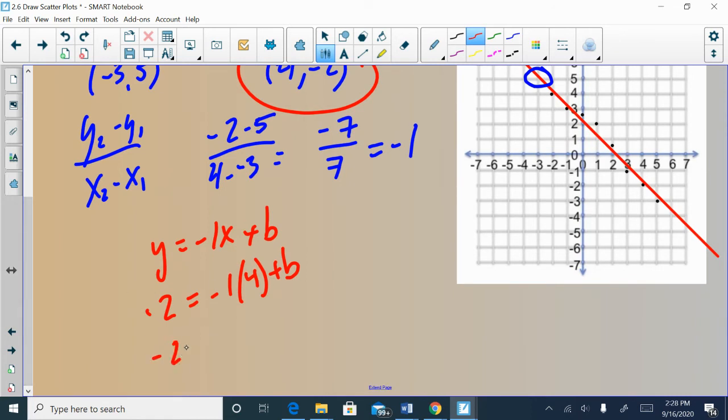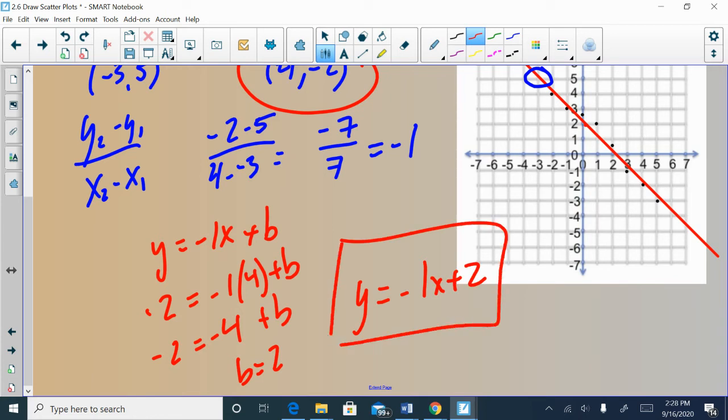Multiply those and I get -4. Add 4 and I get a b value of 2. That's my y-intercept. And if I look here, it does look like it goes through 2. My equation then is -1x + 2. That's going to be my approximation for the line of best fit.